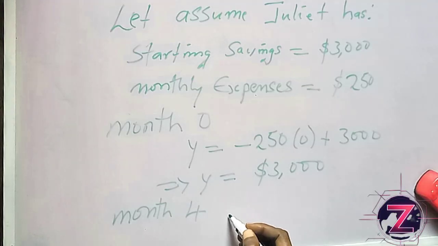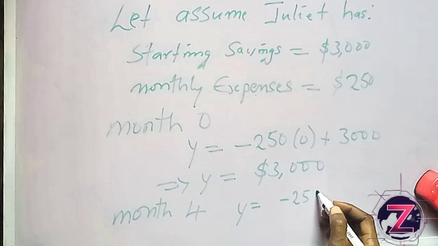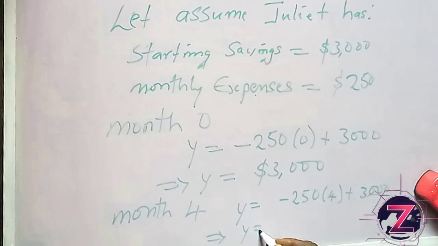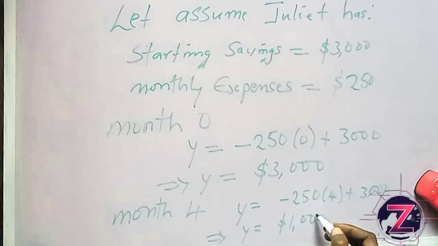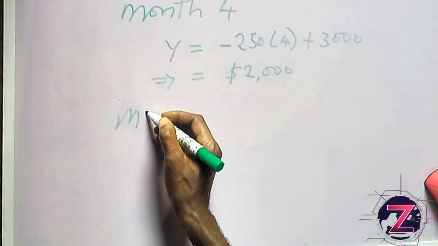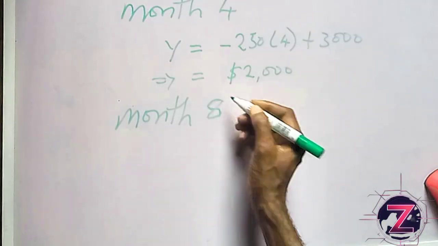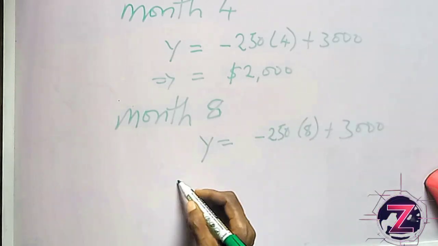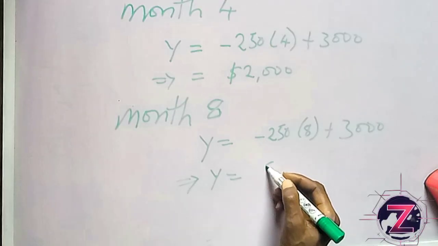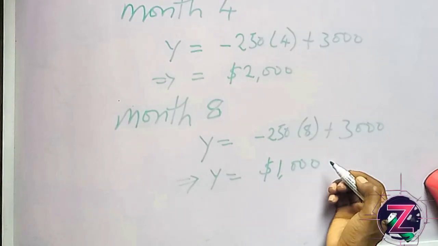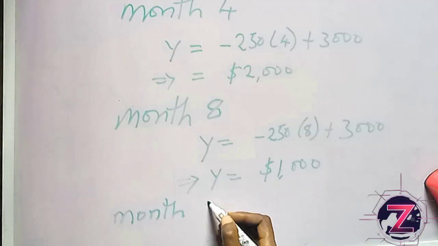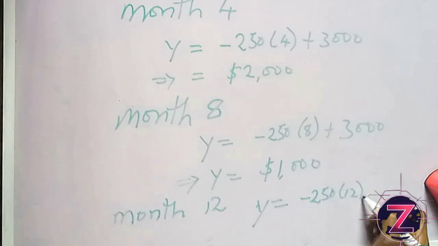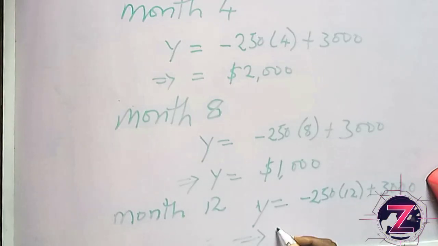Then in month 4, her Y will be equal to minus 250 times 4 plus 3,000, which will be equal to $1,000. So now, in the 8th month, her Y will be equal to minus 250 times 8 plus 3,000, which implies that her Y will now be equal to $1,000. Then come to month 12. Her Y will be minus 250 times 12 plus 3,000, which is equal to $0 remaining.